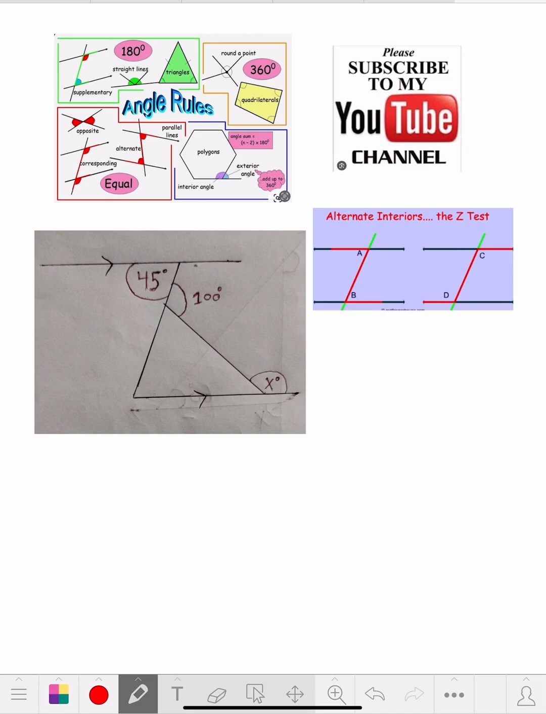Hello, class. The problem I found online today, they're looking for X. They gave you some things here. They gave you a 45. They gave you 100. And they want you to solve for X.